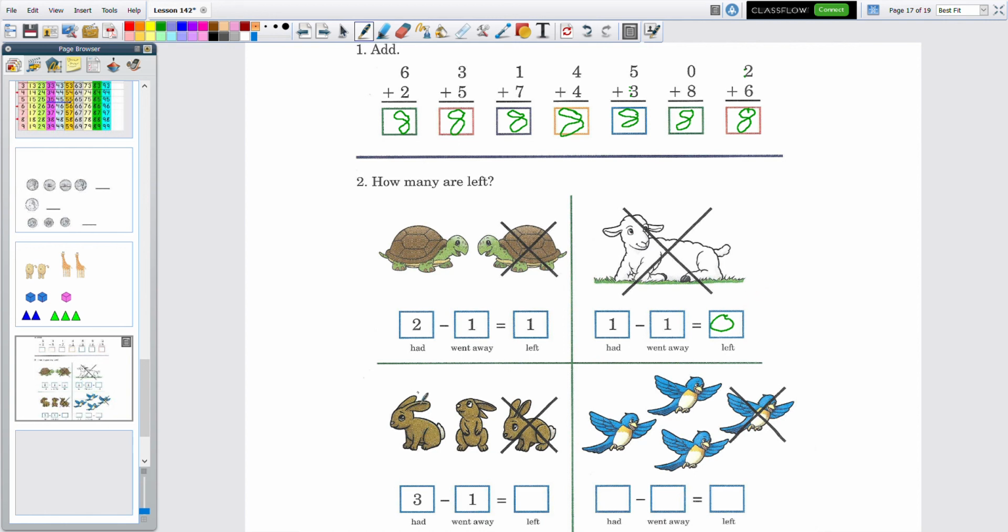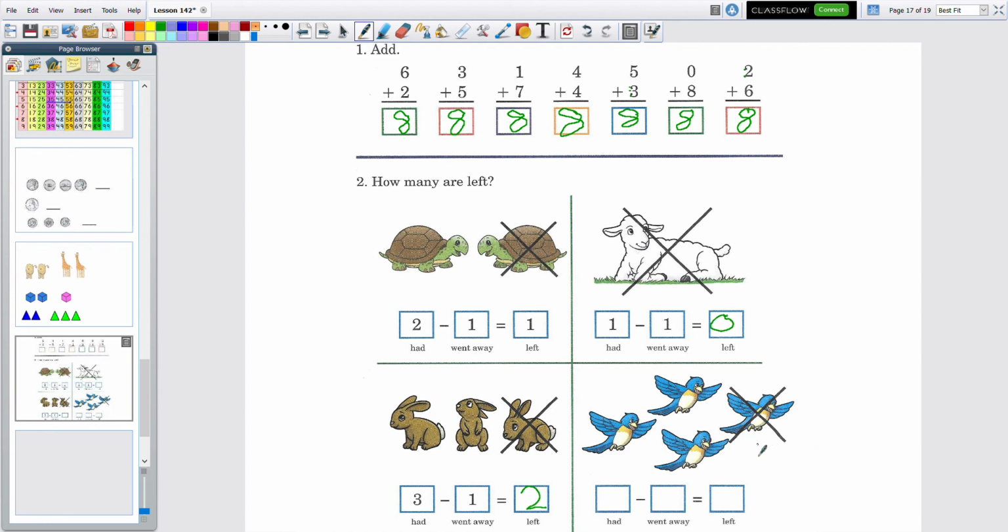We had 1, 2, 3 bunnies right there. And one of them left. So X that one out. It's done for us. 1. So if you had 3 and 1 was taken away, how many is left? Did you say 2? Very good.